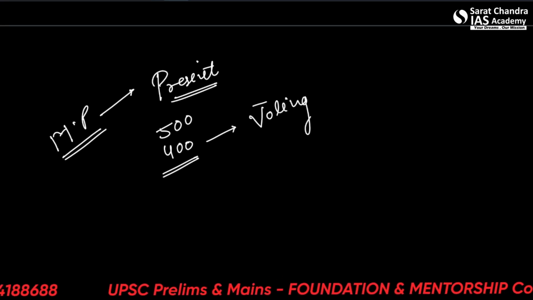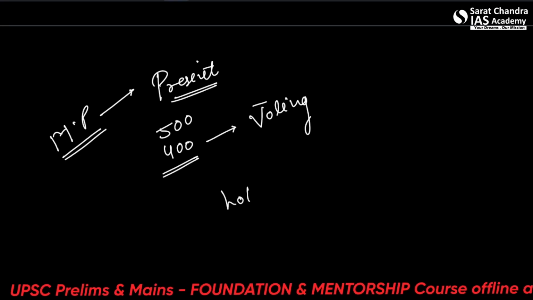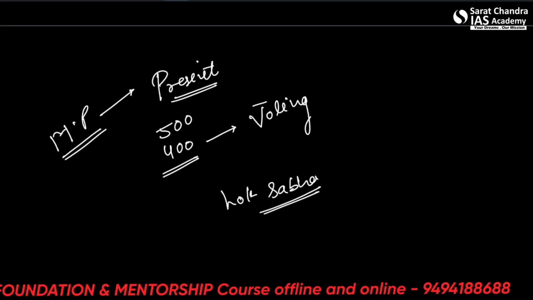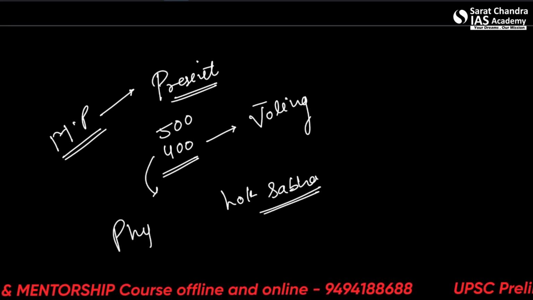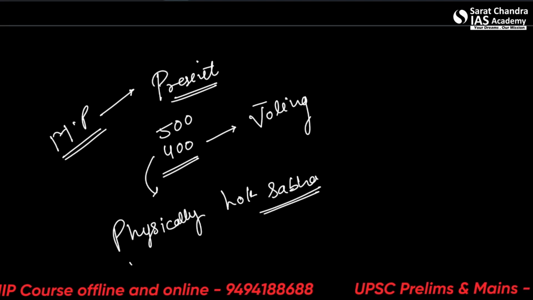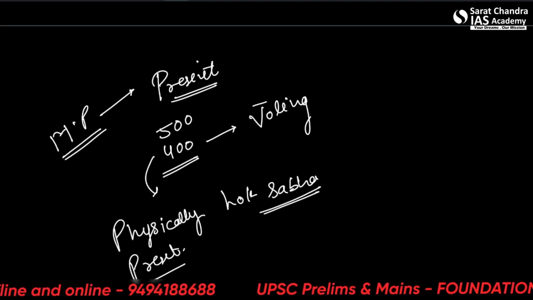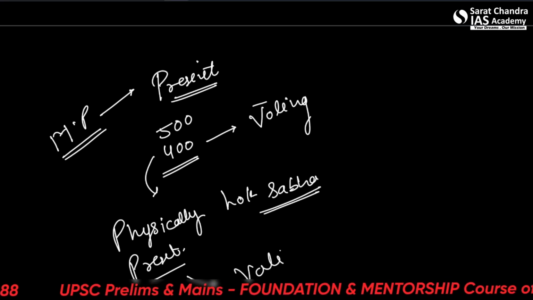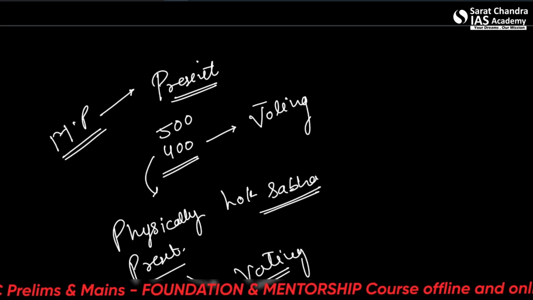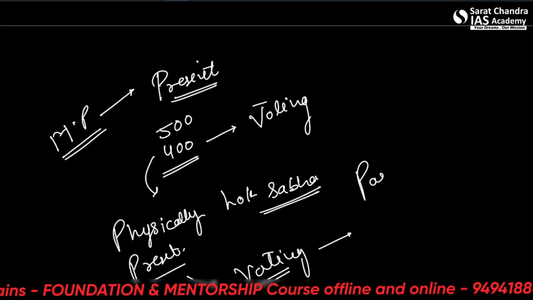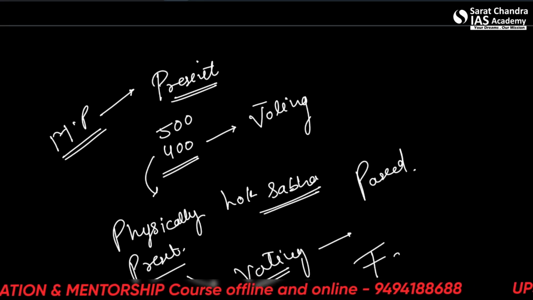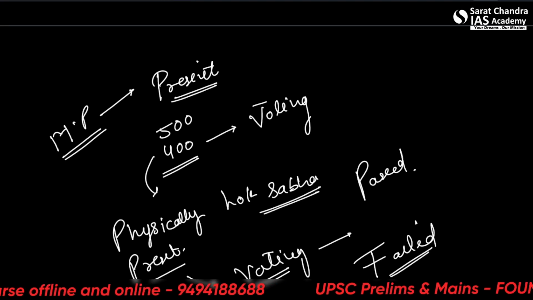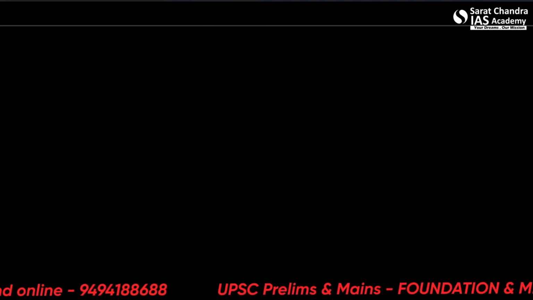Whenever there is an act or bill that is being discussed in the Lok Sabha, then only the present ones who are physically present will be voting. And this voting will decide whether the act is passed or failed. Based upon these, there are few types of majorities. So we'll see about them, the majorities.